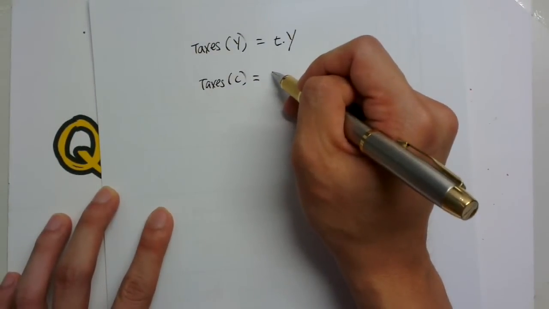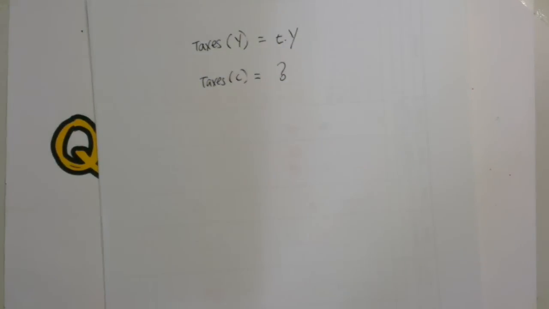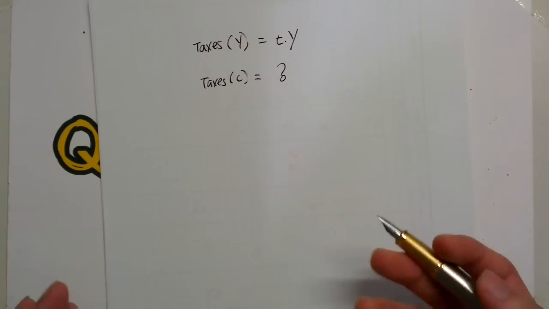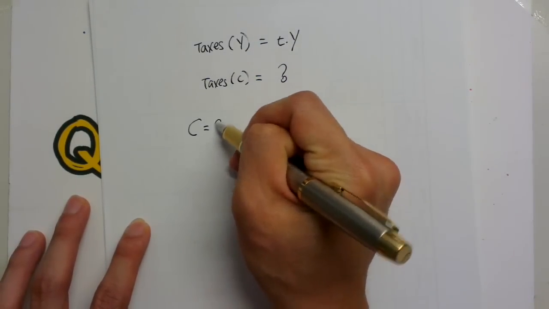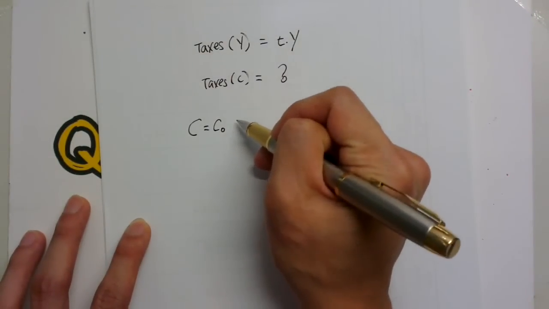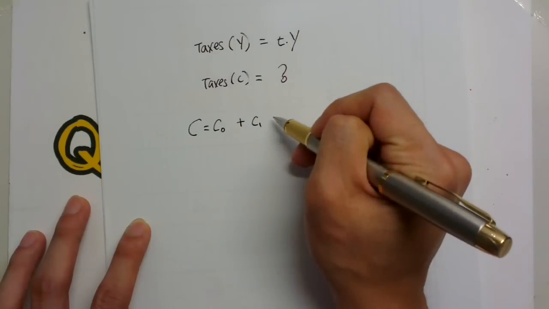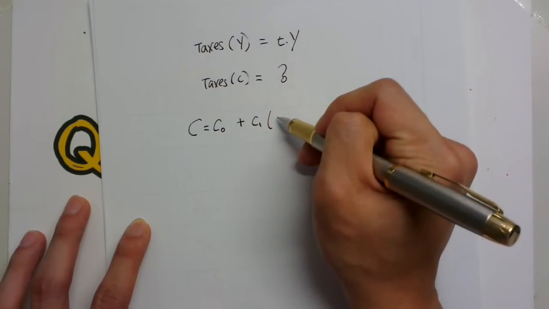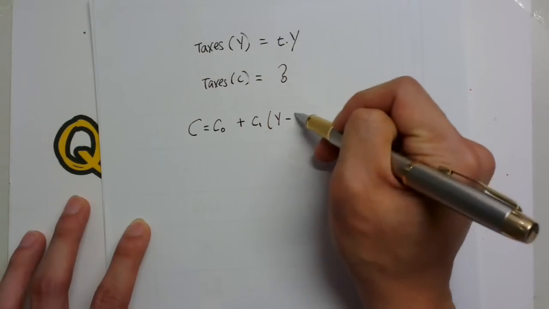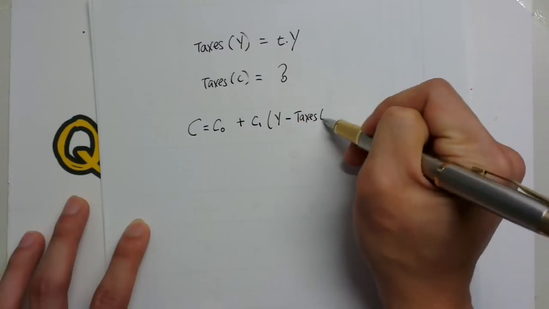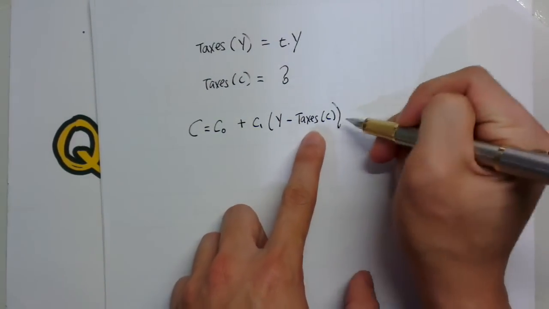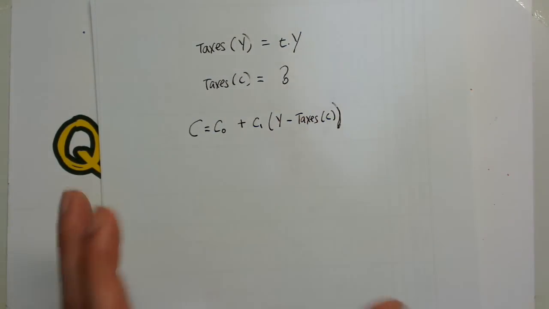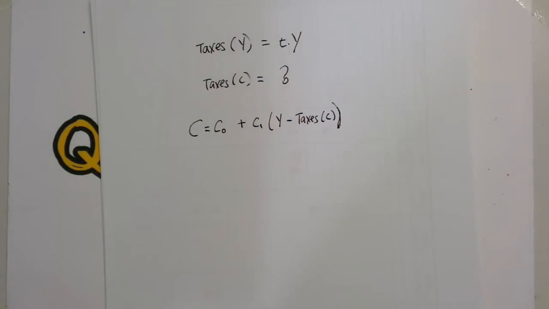So we need to find out what this is. Okay, we need to find out what is the total amount of taxes so that you can find out what your consumption function is. Because a consumption function is made out of C0, your autonomous consumption, plus C1, your marginal propensity to consume, multiplied by your disposable income, which is Y minus your taxes. And now we know that this is in a function of C. So we need to find out what this is before we can actually find out our entire multiplier. Okay, so here goes.